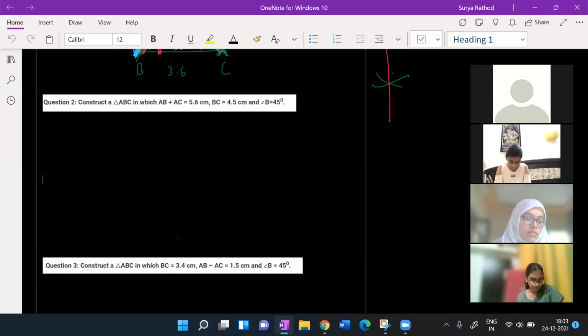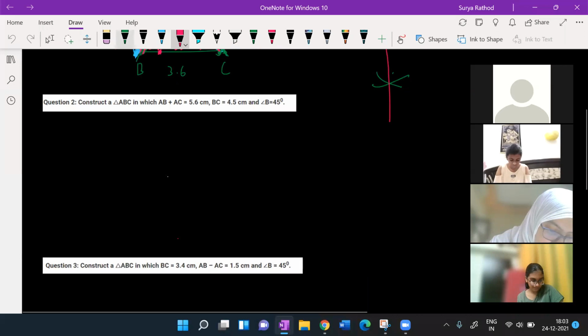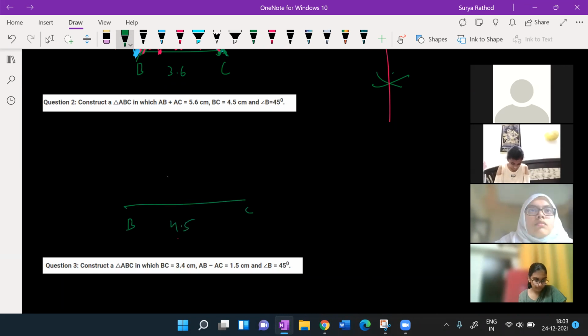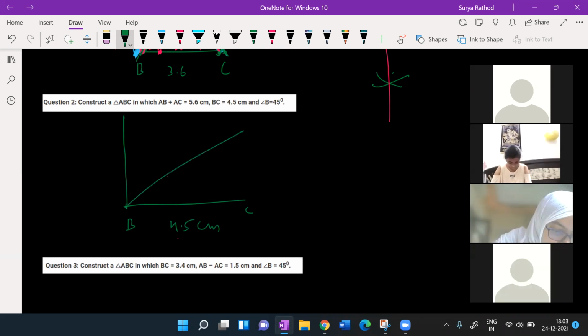Any doubts in question number 2, guys? Similarly, look at this. Draw first BC here, BC, which is 4.5 centimeters. I just drew 45 degrees here. This is my 90, and this is my 45. In 90, 40, this is my 45 degrees.